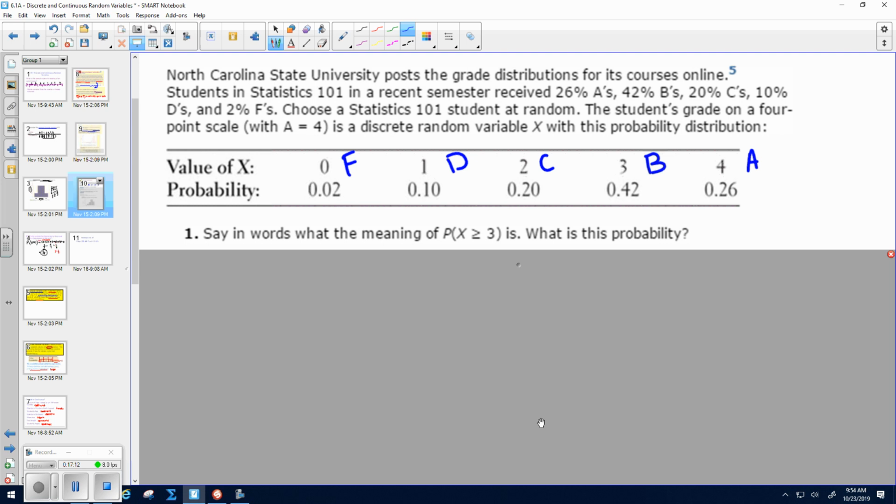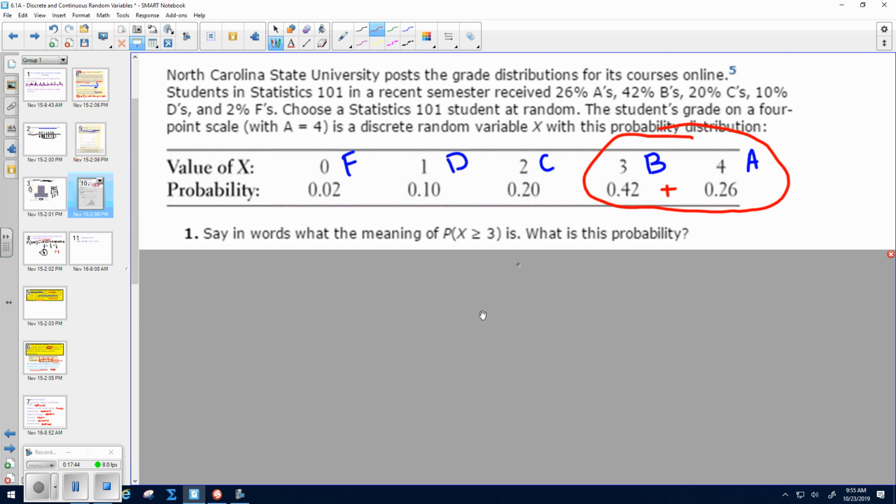Say in words what the meaning of P of X is greater than or equal to 3, and then what is this probability? So Thomas, what does that mean? X is greater than or equal to 3. Yeah, they got a B or an A, at least a B. All right, and Aaron, how would I calculate the probability they got at least a B? Exactly. So we got 68% of students who got an A or a B.